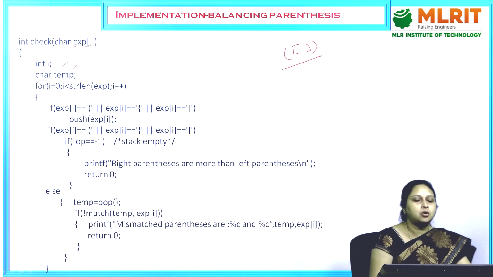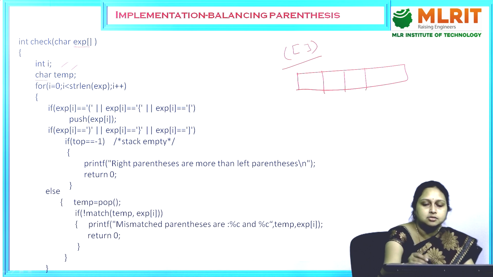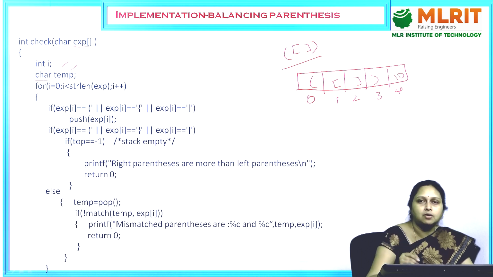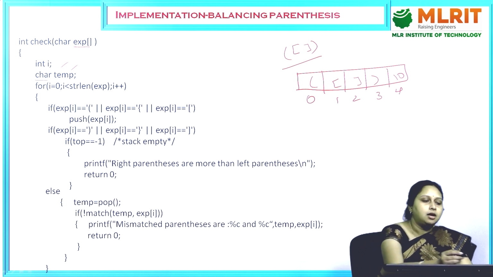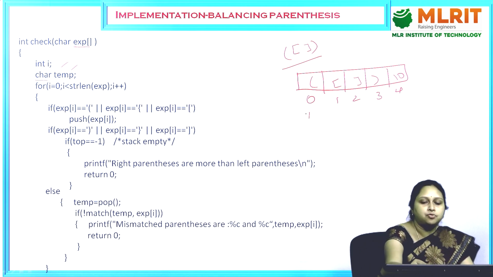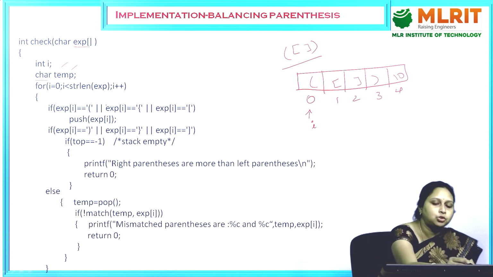Now accordingly, how is this going to work? This is going to be stored in an array like this, 0, 1, 2, 3, and each character will be stored in this way. And since it is a string, it will have a null character at the end of the string. Now I started my I loop from 0 onwards, I less than string length of expression.